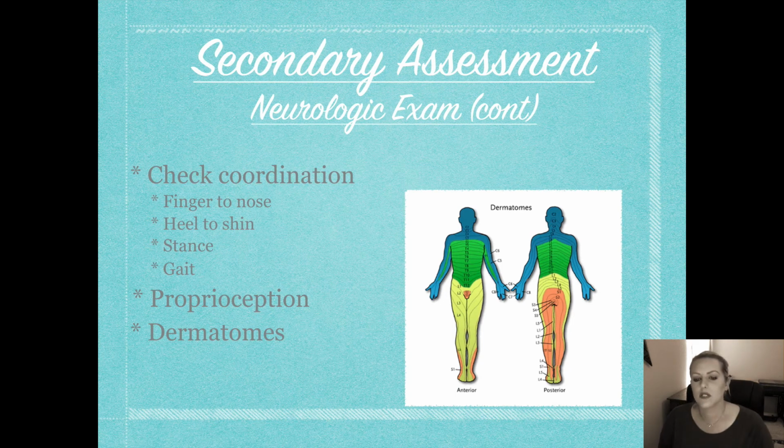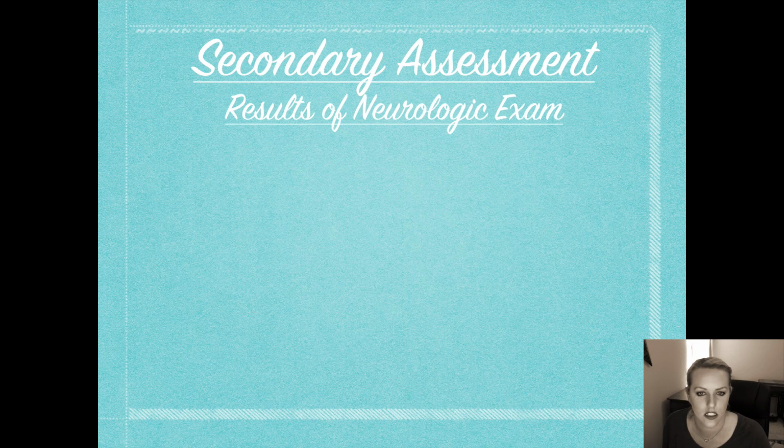On our dermatomes, here is where the nerves go over dermatomes in A&P. So if they have a T10 fracture, we would expect all that green to be affected. So results of the neurologic exam. We want to know if they are having a delirium episode, which is a sudden acute onset, or a dementia episode, which is a little bit more chronic.